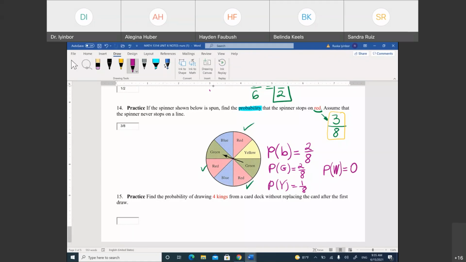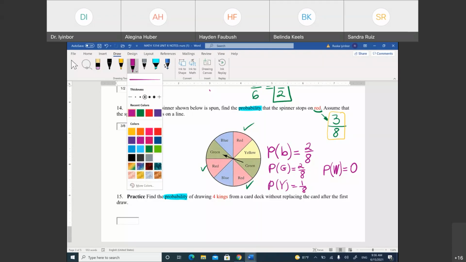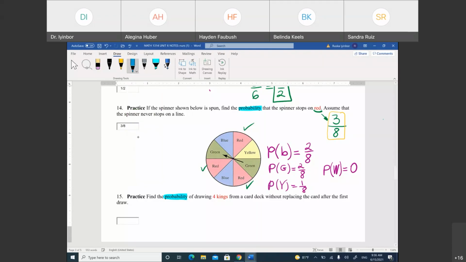And then we have one more like that probability where we're going to talk about cards now. So find the probability of drawing 4 kings from a card deck without replacing the cards after the first draw. So now, are you familiar with cards? How many cards are in a deck? 52. Good job. So in one regular deck, there are 52 cards.